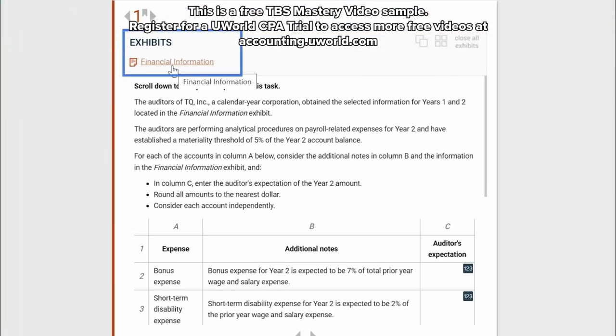Now note for future information, when a TBS has exhibits, they will always appear at the top. And a TBS can have more than one exhibit. In fact, the more complex TBSs could have 8 exhibits. So be forewarned. Next, I see that we're talking about analytical procedures being performed.